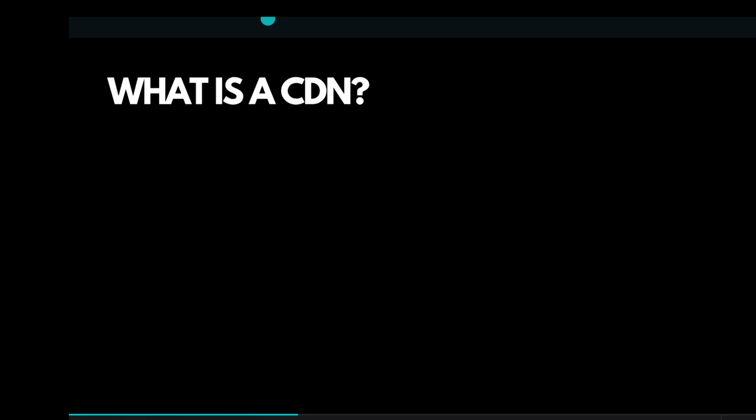First, we start with what is a CDN. At its core, a CDN, or a content delivery network, is a geographically distributed network of proxy servers. Instead of your website's content sitting on a single server in one location, a CDN takes copies of your static assets like images, videos, CSS files, JavaScript code, and even HTML pages, and stores them on servers located in various points of presence, or edge locations, around the world.